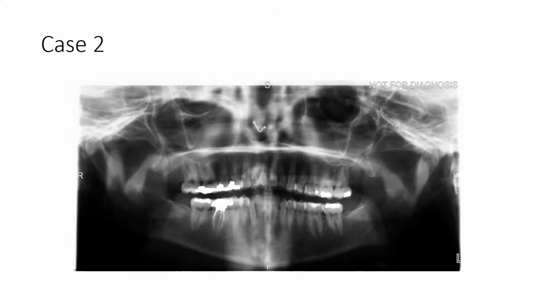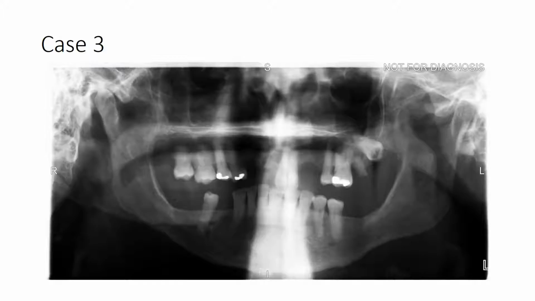So case 2 actually I don't think demonstrates any active decay, but it does demonstrate amalgam fillings quite nicely, and it also demonstrates what a root canal looks like on panoramic radiograph. There's root canal treatment of the roots of the right mandibular first molar. Also shows the appearance of a nose ring on panoramic radiograph.